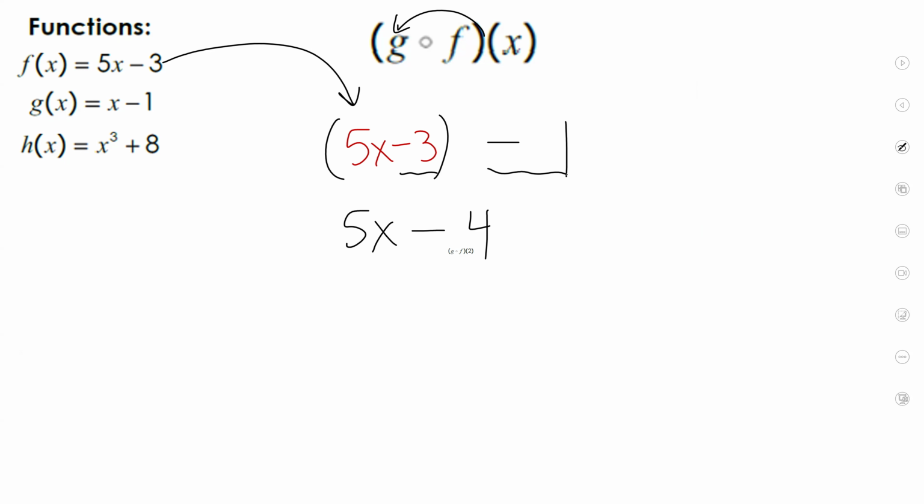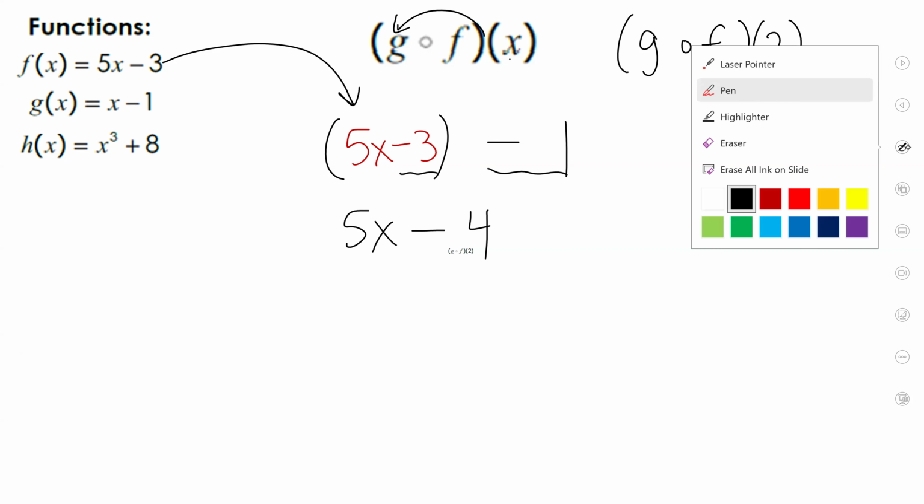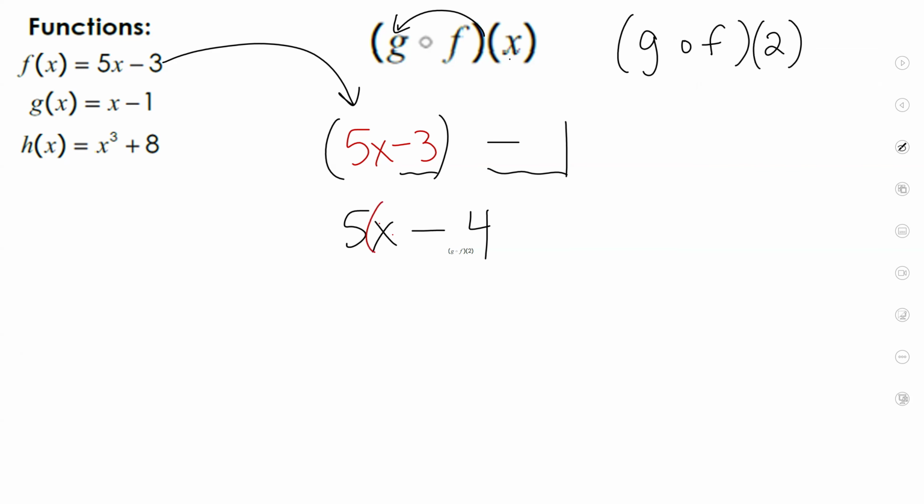Okay, question, guys. Let's do another problem. Let's do the same exact thing, g of f, but this time instead of an x, I'm going to put a 2. What do you think I'm going to do now? Plug in a 2. So guys, right here, plug in a 2. So what would my answer be? Yep, 10 minus 4 is 6. Do you guys see that?